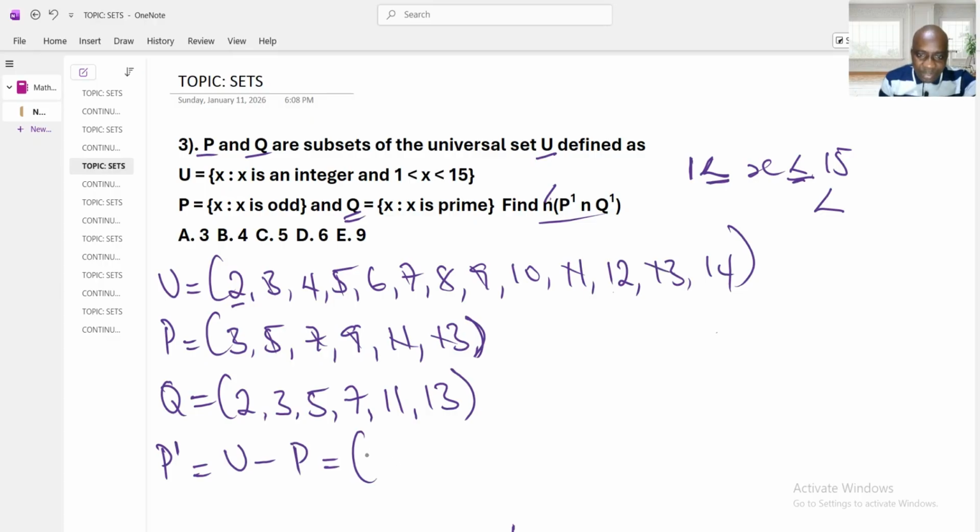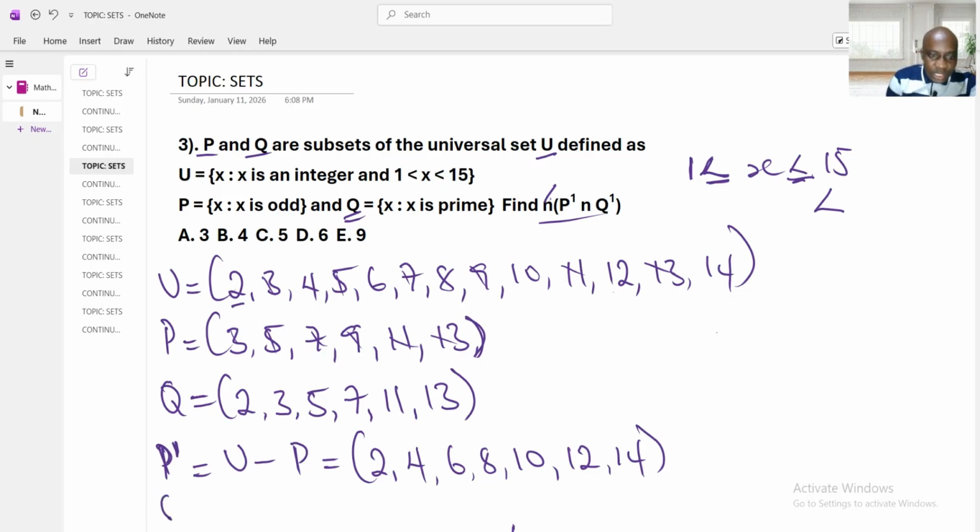What do we now have left after we have removed P from U? We are going to have 2, 4, 6, 8, 10, 12, and 14. This is P raised to power what? Raised to power 1. This is the answer for it, which is U minus P.